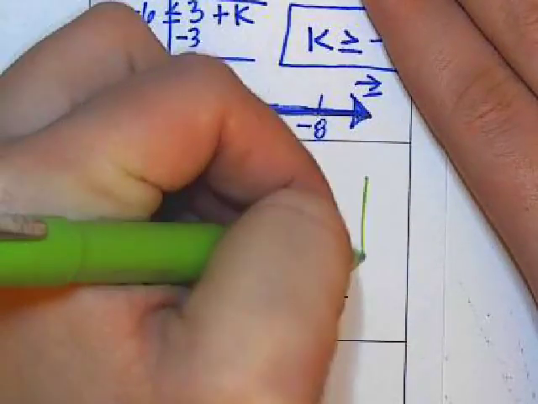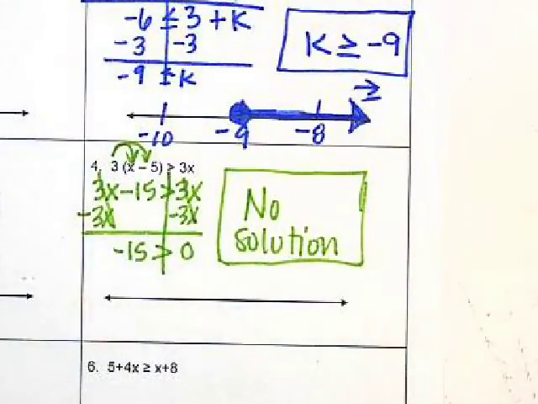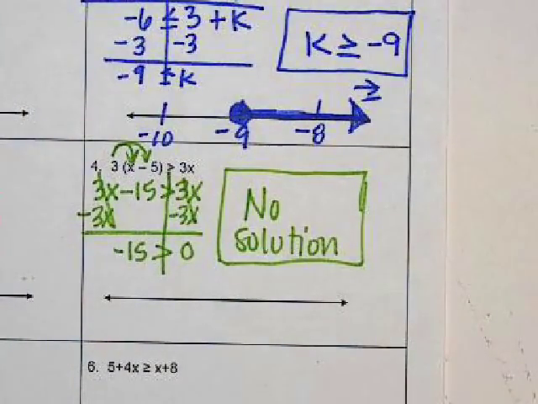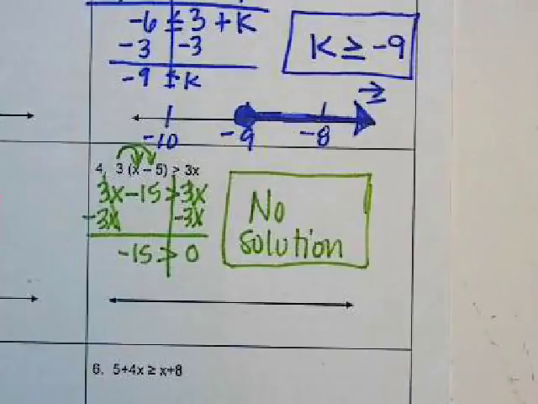Yes, we have to look at no solution. I can't draw anything on the number line because I have no solution. There's no numbers that would work if I plug them in for x and get this side greater than this side.